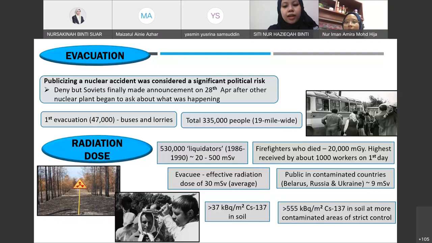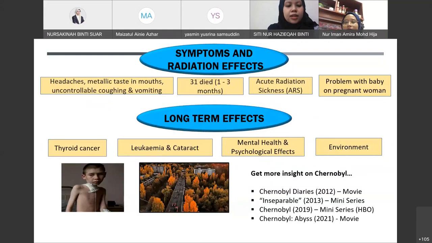Okay, for the symptoms, as the victims were not immediately evacuated, within a few hours of the explosions, many people fell ill. They reported severe headache, metallic taste in their mouth, and uncontrollable coughing and vomiting. 31 died within 3 months due to the initial steam explosions, exposure to radiation and thermal burns, and also acute radiation sickness. Also, there are cases of problems with babies of pregnant women.